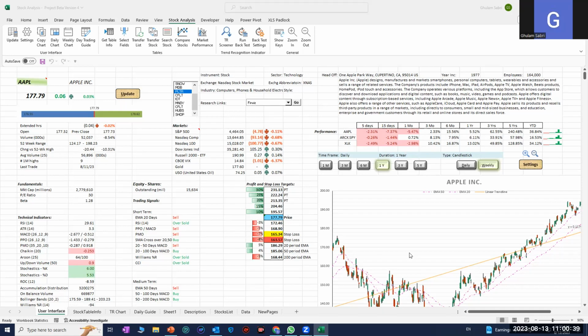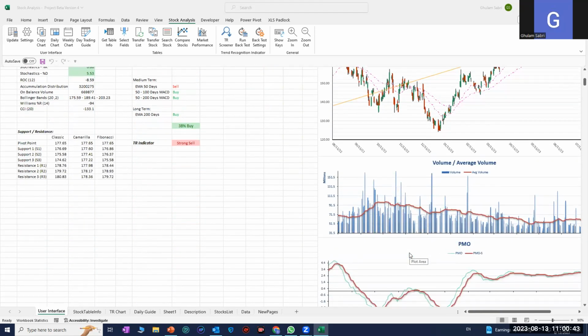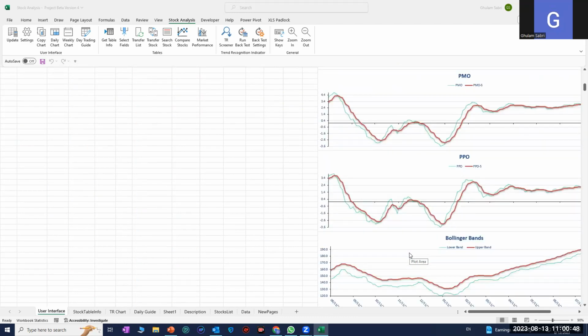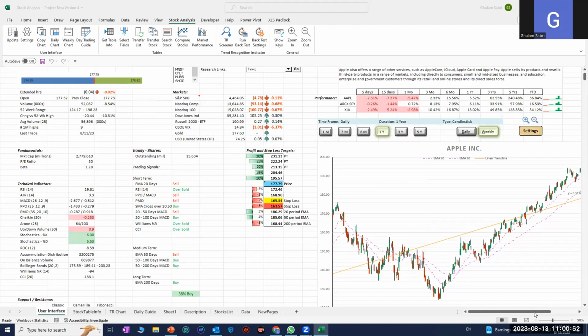And also some moving averages, and you can select the moving averages. Down there are different charts showing the volume average, and you can select among small charts like Bollinger Bands, PPO. It just depends on how technical you are and what technical indicators you prefer to use.